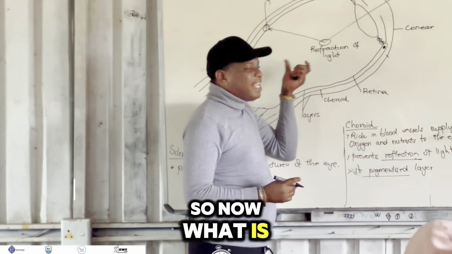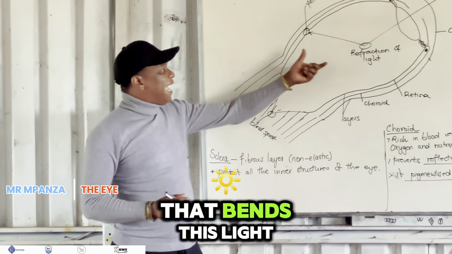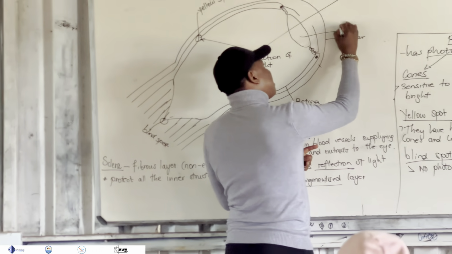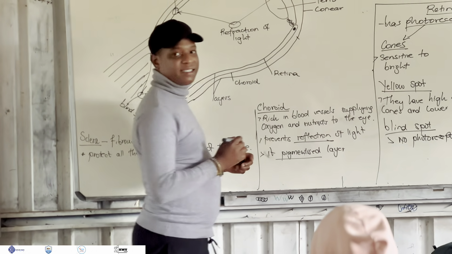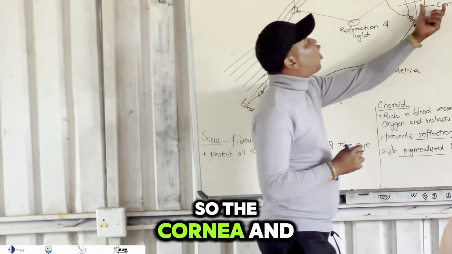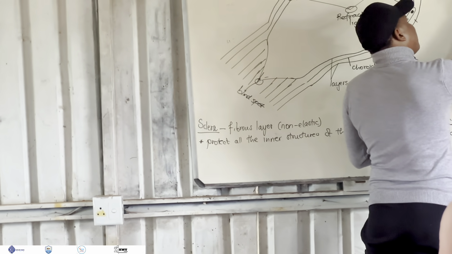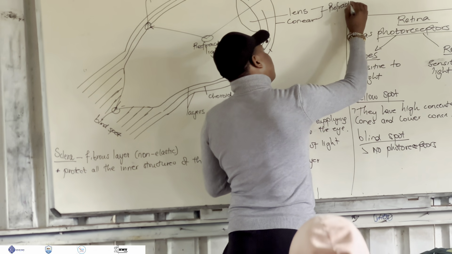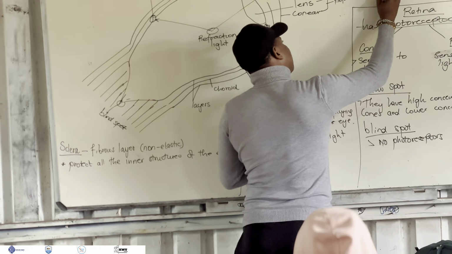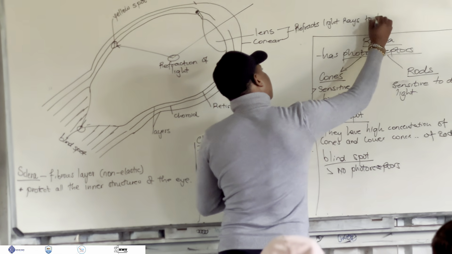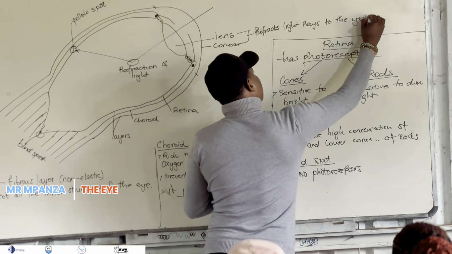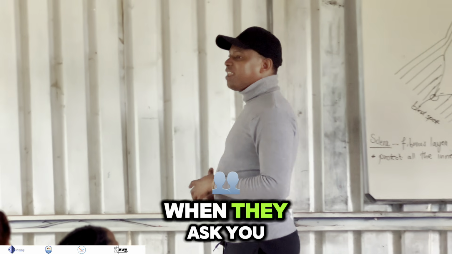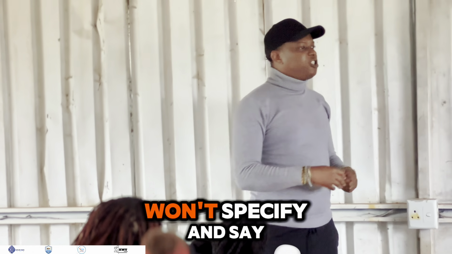So now, what is it that bends this light? The cornea and the lens. Are you with me? So the cornea and the lens, what do they do? Refract light rays to the yellow spot.